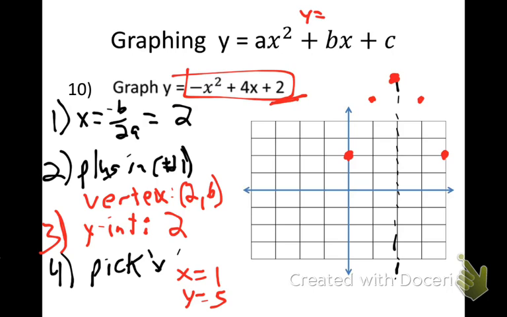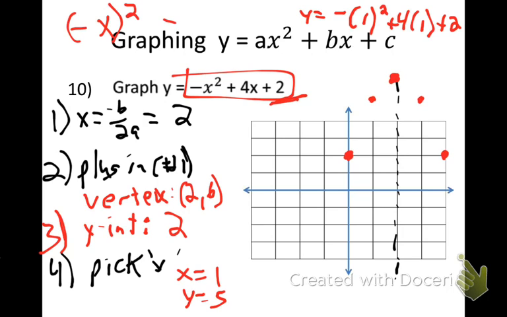I get y equals negative parentheses 1 squared plus 4 times 1 plus 2. Because it's not negative x squared with the negative included; it's just the x squared, and then you tack on the negative. Big difference there. Okay, and that would give me a 5 then, which then I look here.